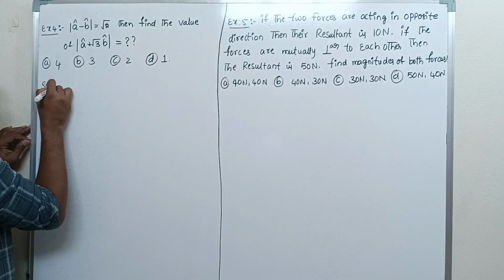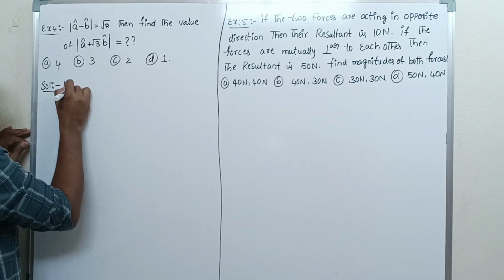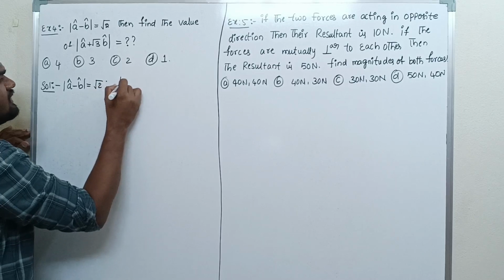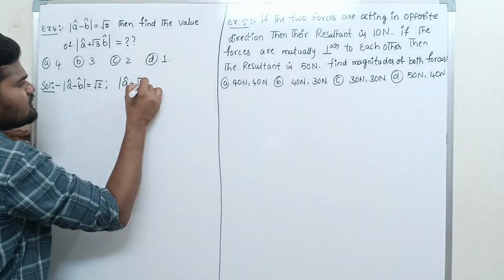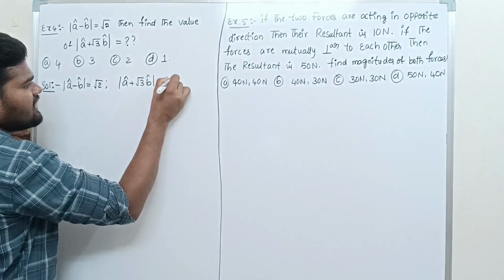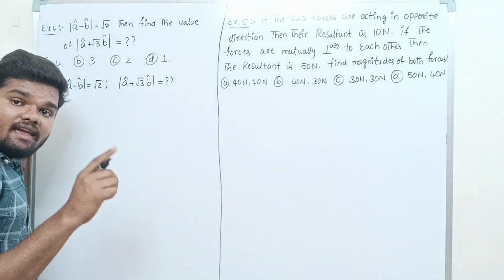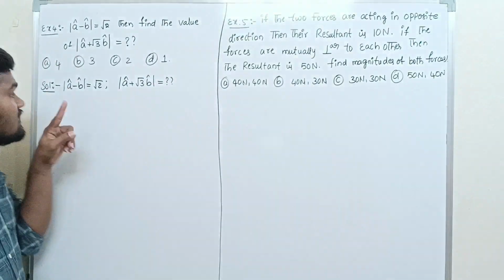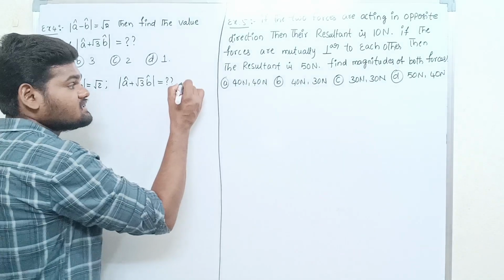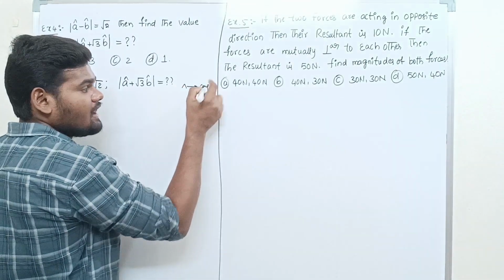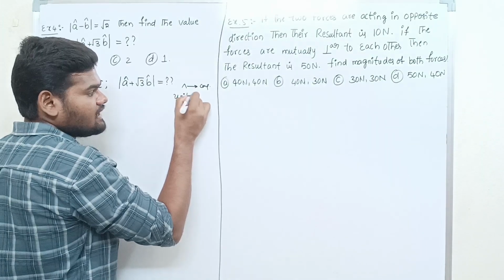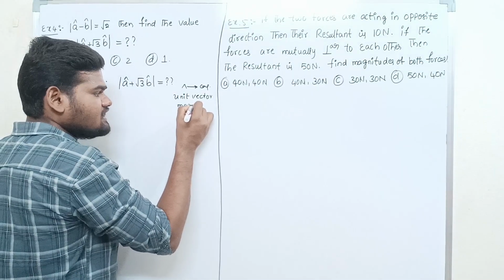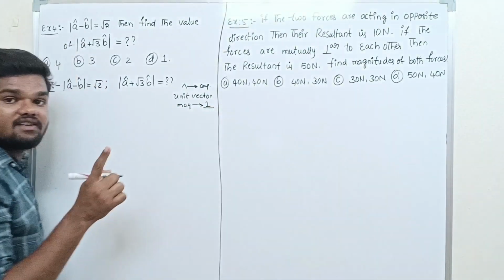Have a look. Solution. They are given the magnitude of A cap minus B cap is equal to root 2. What they are asking: the magnitude of A cap plus root 3 B cap, we have to find. Have a look at this time. A and B are not vectors. A cap, so cap is the symbol for unit vector. What is the meaning of unit vector? Whose magnitude is said to be 1.